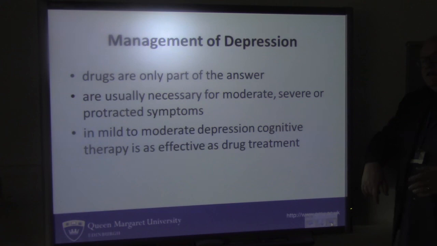So the key thing to take home from this is the idea that the key neurotransmitters implicated are serotonin and also noradrenaline. The theory states that depression is caused by low levels of these neurotransmitters in the synapse, and the drugs that we have looked at today are about elevating the levels in those synapses by either blocking the reuptake or blocking the enzyme that breaks them down.